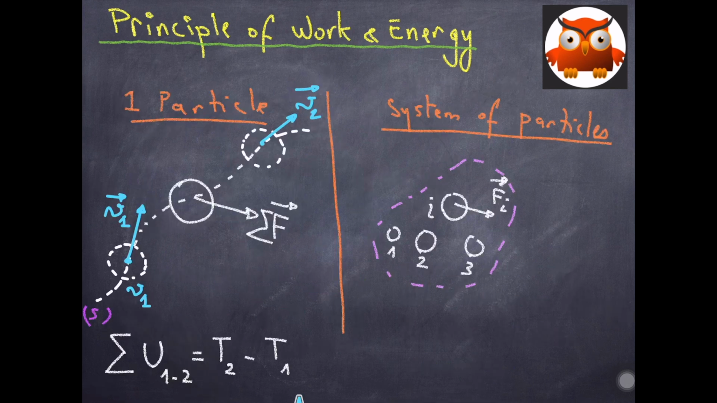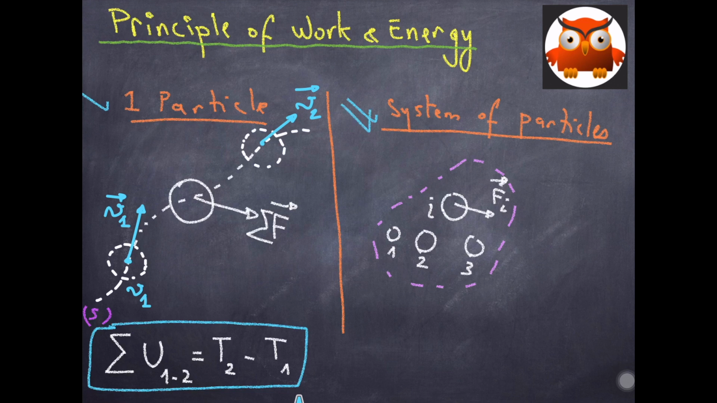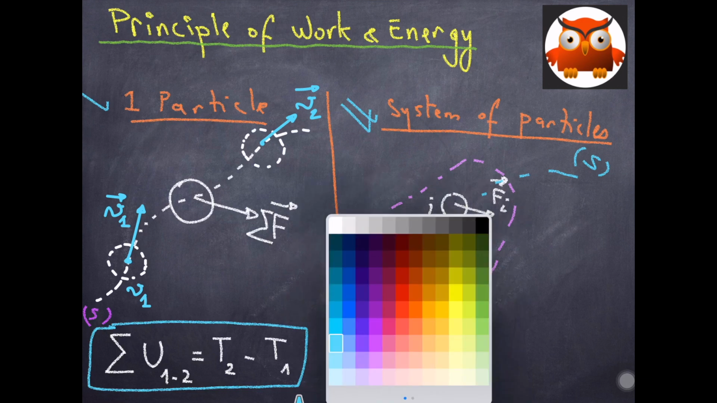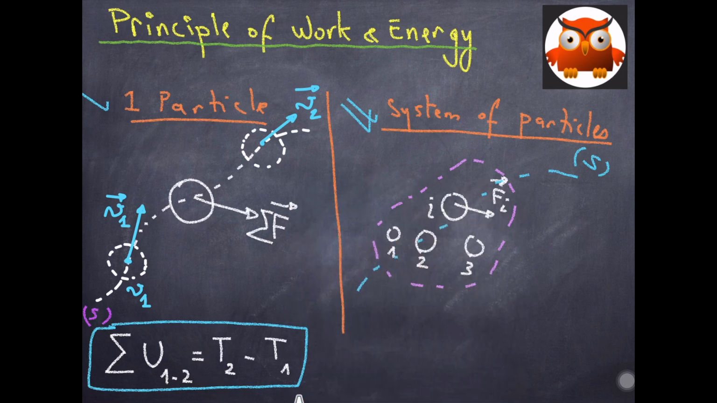So we have seen that for one particle, the principle of work and energy states that the total work done by all forces is equal to the change in the kinetic energy between position 1 and position 2. Now imagine the case where you have not only one particle, but a system of particles. In this case, you have different masses that are subjected to different forces. Let's say this is the path followed by the system.